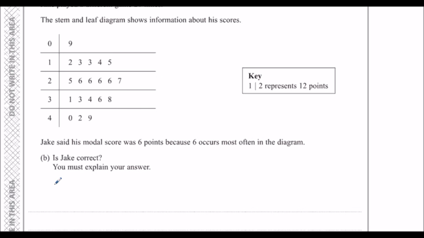Is Jake correct? Well, no. And you must explain your answer. So we could say 6 isn't even on there, or 26 is the modal score.